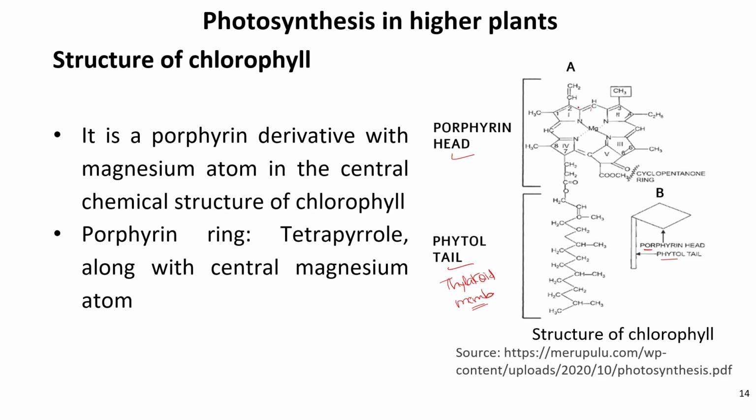Here you can see there are 4 pyrrole rings. So again, chlorophyll consists of a porphyrin head, which is made up of what? Tetrapyrrole, 4 pyrrole rings. Alright, so this is the first pyrrole, second pyrrole, third pyrrole, and then we have the 4th pyrrole. So porphyrin is a tetrapyrrole with a magnesium atom in the center. And then we have the phytol tail. This constitutes the structure of the chlorophyll.